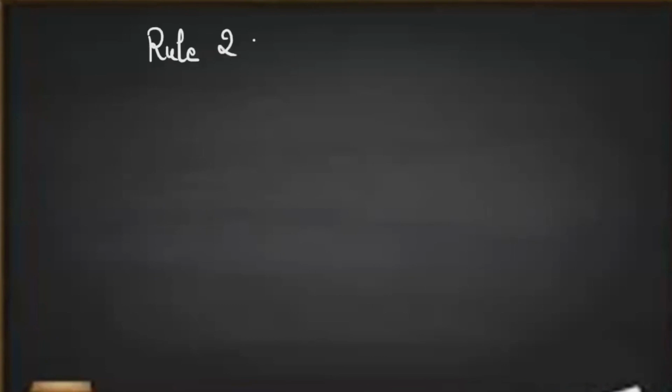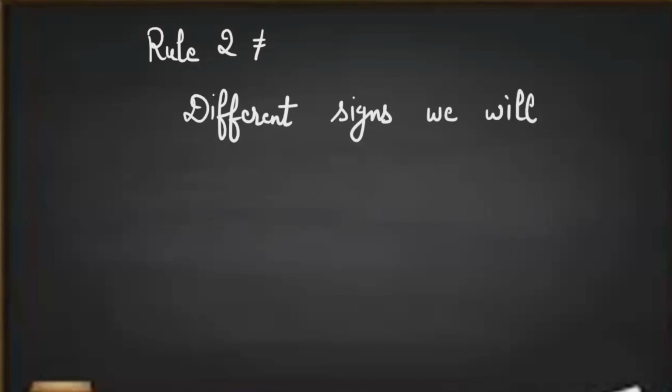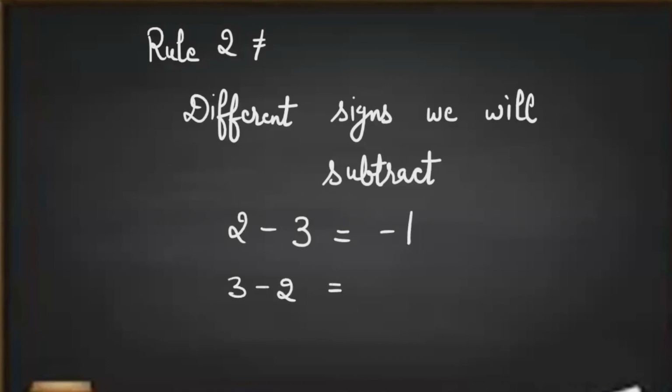Then rule 2. If we have different signs, we have to subtract. For example, 2 minus 3 is minus 1, 3 minus 2 is 1. Both have different signs, we have subtracted it. But make sure you put the sign which is with the bigger digit.